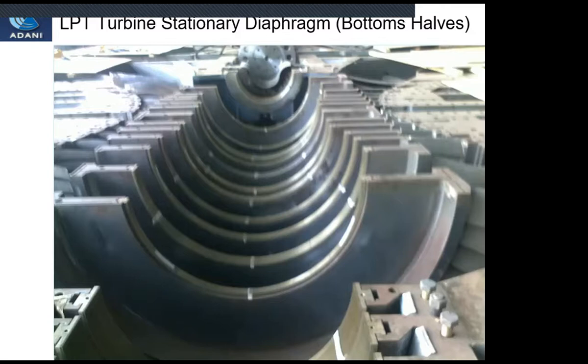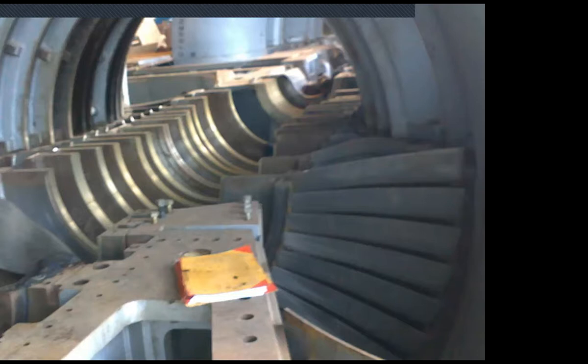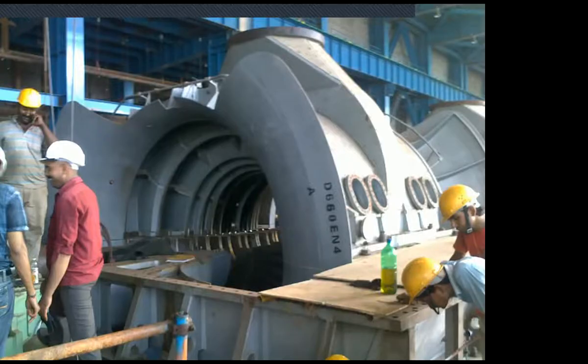If we close it, the rotor will be placed inside it and the cover will be done. So the complete turbine will be set. Now there is no turbine over here, only casings are there. This is the LP turbine casing. You can see this LP turbine casing. Ultimately, steam will go out and go to the condenser from here.